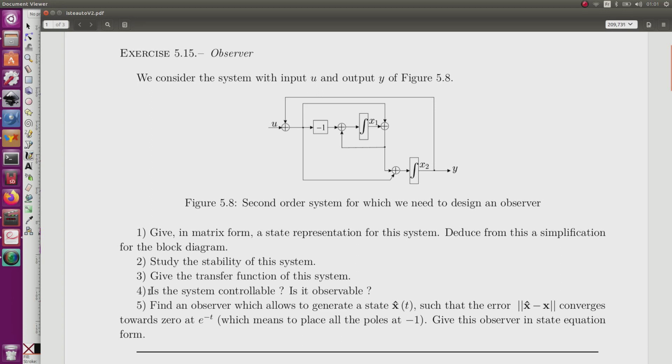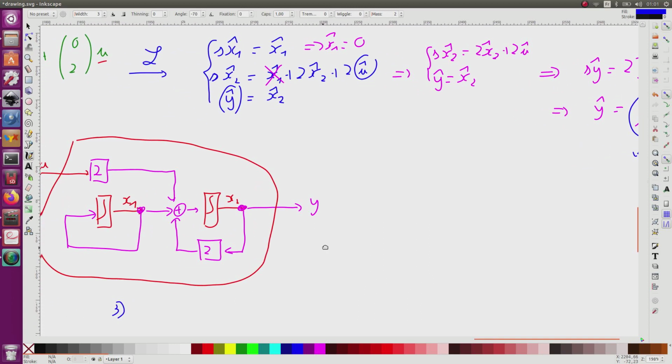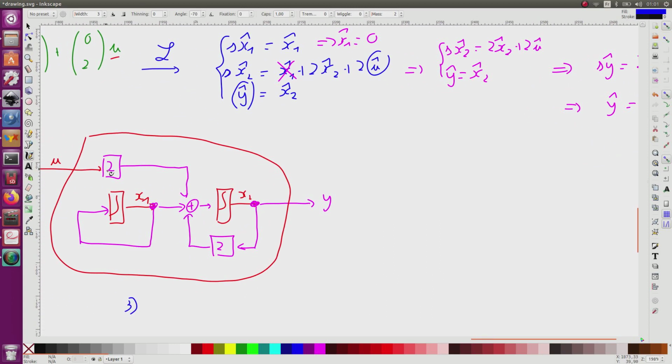Question number 4: is the system controllable? Is the system observable? So for question number 4, my system is here. I can see that indeed the input u will not have any influence on x1. As a consequence, I see directly from this that the system is not controllable. But I will check this.